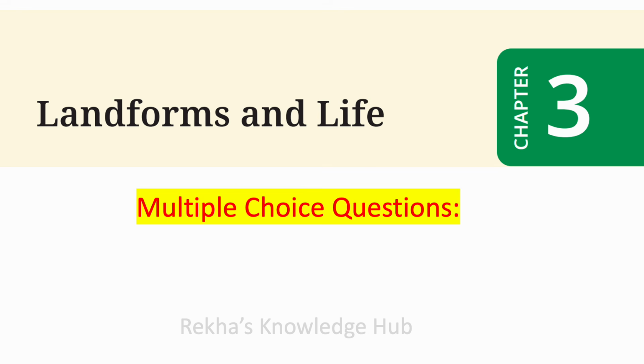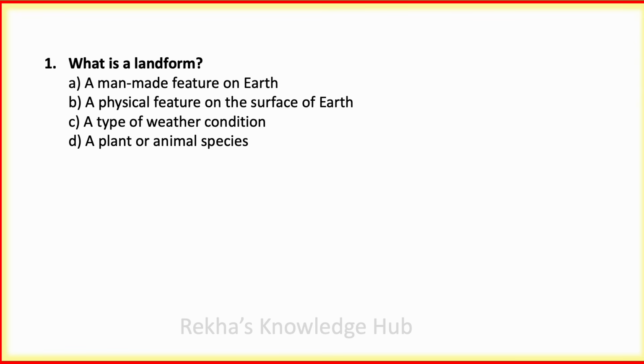Today we will see NCERT Classic Social Science Chapter 3 Landforms and Life Multiple Choice Questions. What is a landform? Options are: a man-made feature on Earth, a physical feature on the surface of Earth, a type of weather condition, a plant or animal species. Which is the correct answer? A landform is a physical feature on the surface of Earth. Landforms take shape over millions of years. They are broadly classified into three categories: mountains, plateaus and plains.